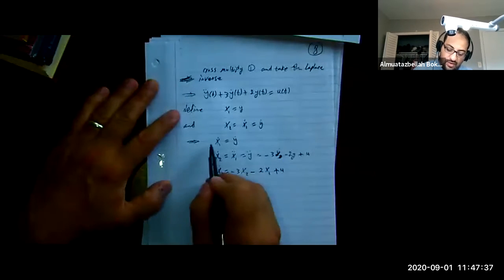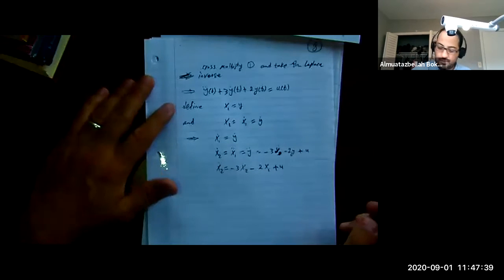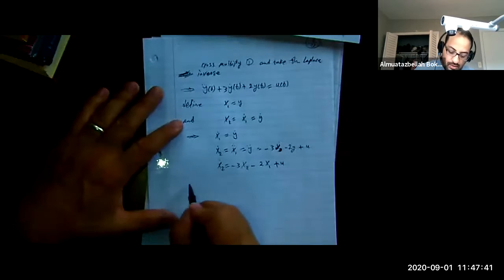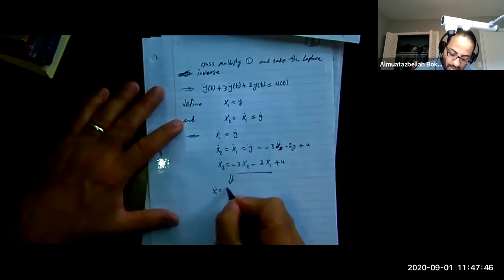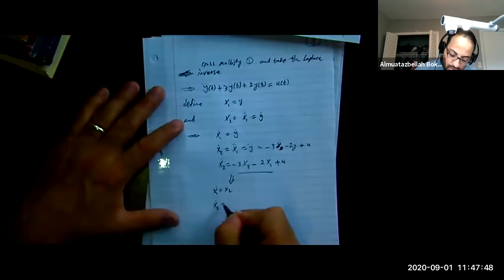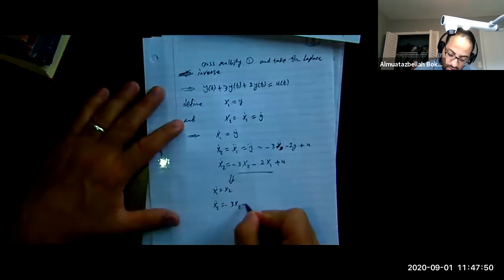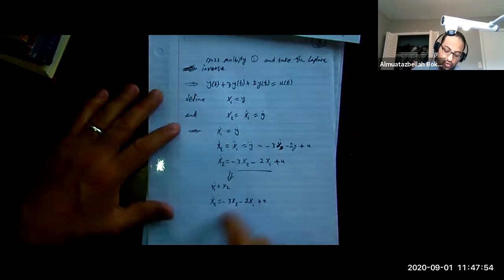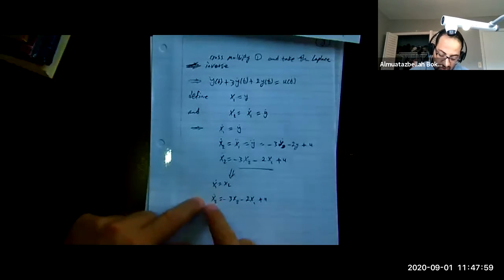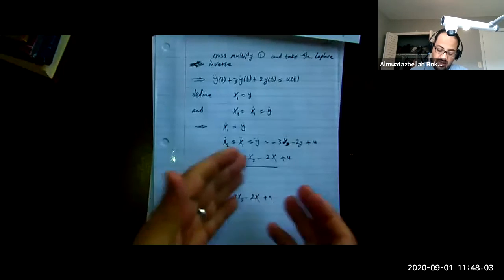So now this leads to x1 dot is equal to x2, and x2 dot is equal to minus 3x2 minus 2x1 plus u. Okay, so I have two differential equations that are of the first order. There is only one derivative in each equation, and everything else is the states and the input. That's it. So this is the state space representation.